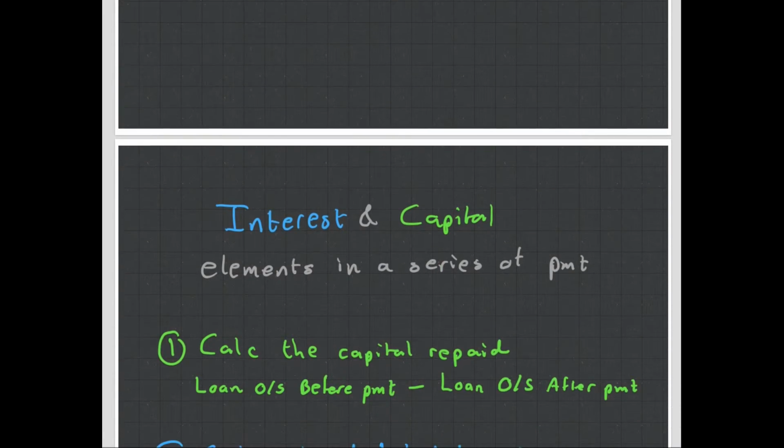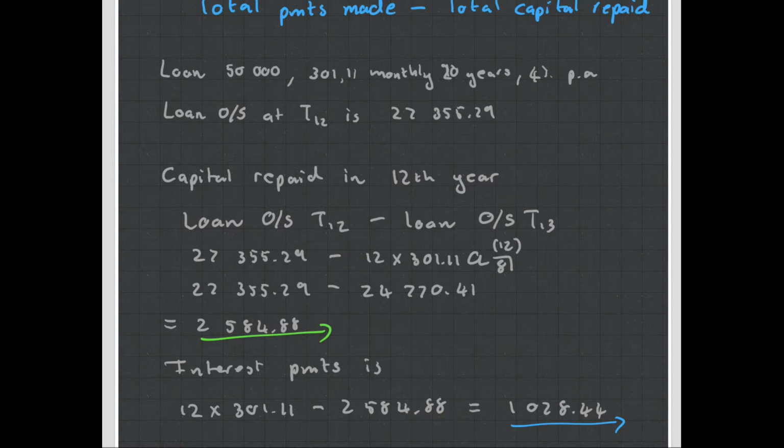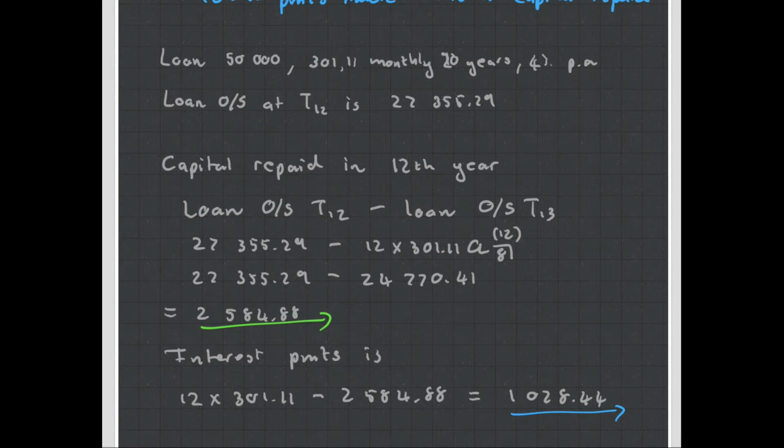If you want to calculate the interest and capital elements on a series of payments, you calculate the capital repaid using the following formula: the loan outstanding before the payment minus the loan outstanding after the payment. To calculate the interest, you take total payments made minus total capital repaid, and that residual is the interest. Again, feel free to pause the video and check out the little example that I've gone through.